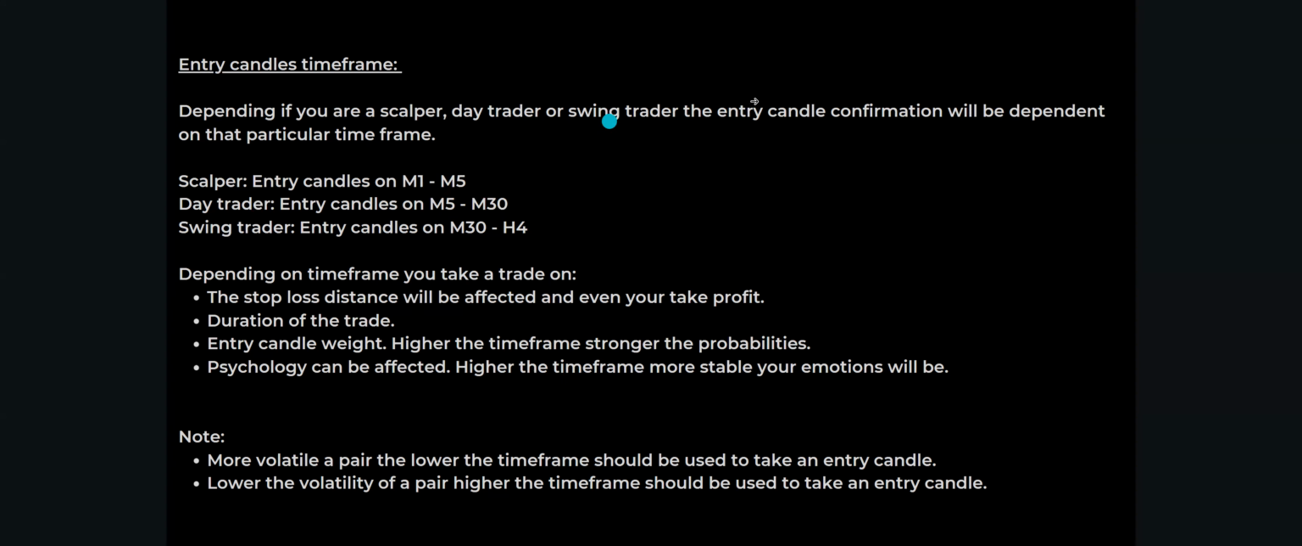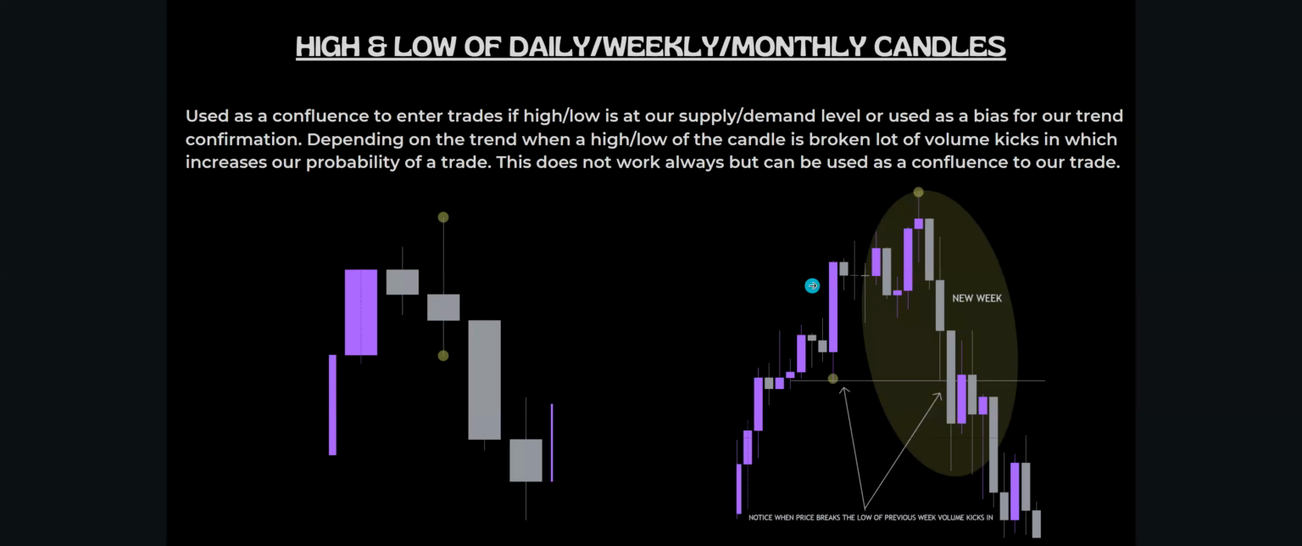All right, so that's with your entry candles there. So let's look at high and low of the daily, the weekly, the monthly candles. So this is a confluence, right? This is the confluence that we use. This confluence is used to enter trades if a high or a low is at a supply demand level or used as a bias for a trend confirmation. Me personally, I like to use it as a bias.